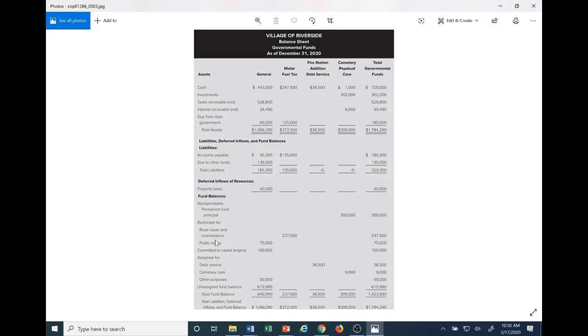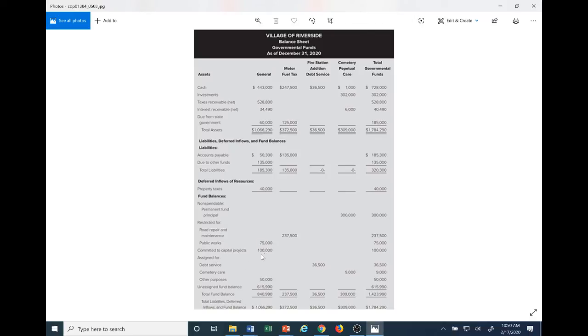Restricted for road repair and maintenance, we've got $237,500, which relates back to the motor fuel tax if we can remember the journal entries, but this is what it ended up being. So there it is in the motor fuel tax, and we can see here it's going over as well. So there's the only restricted assets. Actually, for Public Works we have one more. So for Public Works, $75,000 out of the general fund.